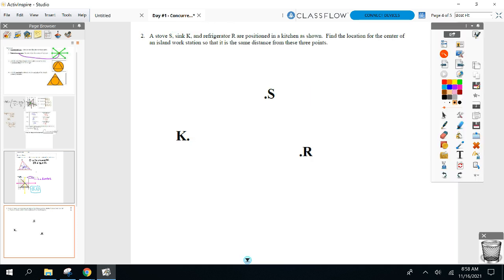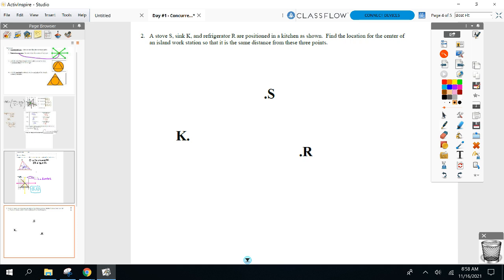All good. Last one here. Oh, yeah, let's go in the kitchen. What do you say? I got a stove, sink, and refrigerator positioned in the kitchen somewhere. I need some help, though, from you guys. I want to build an island. Not like a desert island. You know what I'm talking about? The little thing in the middle of the kitchen there. So it's the same distance from these three appliances, the stove, sink, and refrigerator. It's got to be equidistant away.